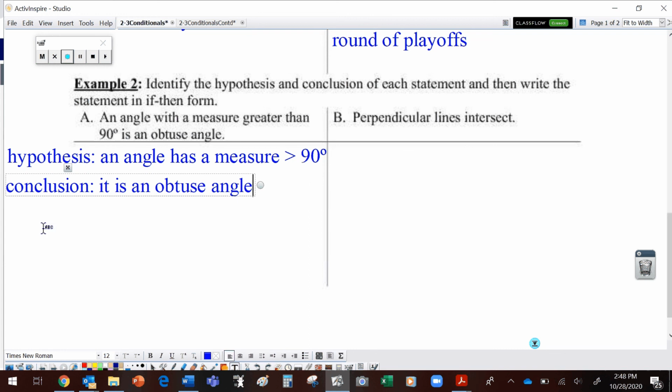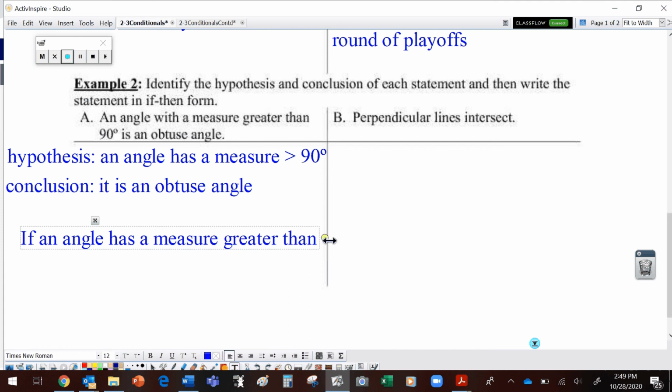So now we want to write it in if-then form. So we would say if an angle has a measure greater than 90 degrees, then it is an obtuse angle. Okay, and we know the other part of that is it has to be greater than 90 degrees, but also less than 180 degrees. But for the purpose of this exercise, we can just say greater than 90 degrees.